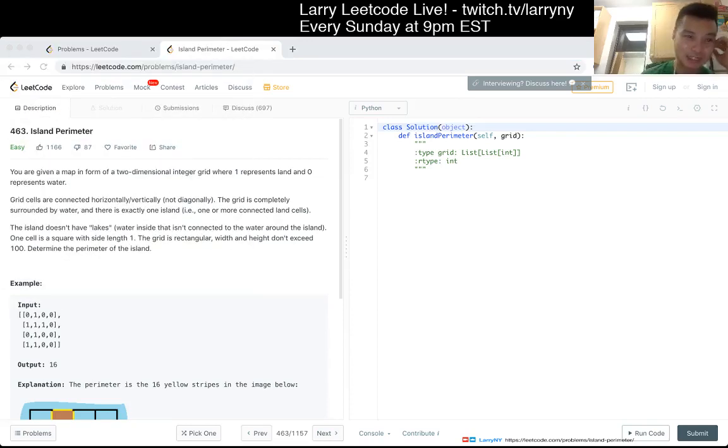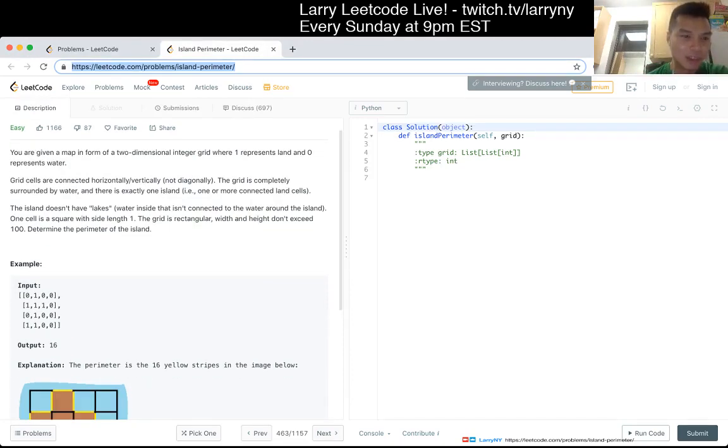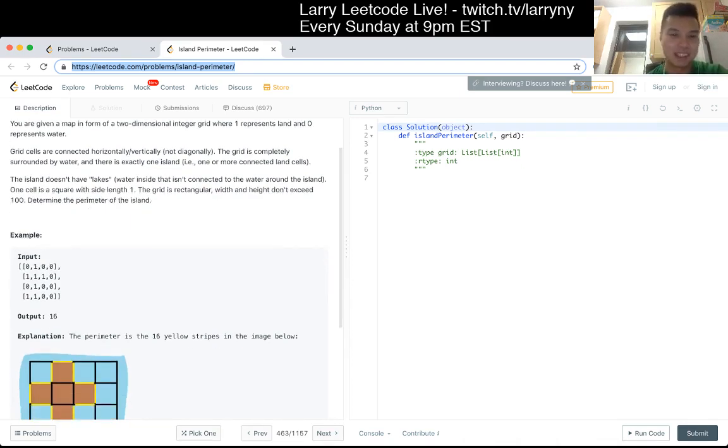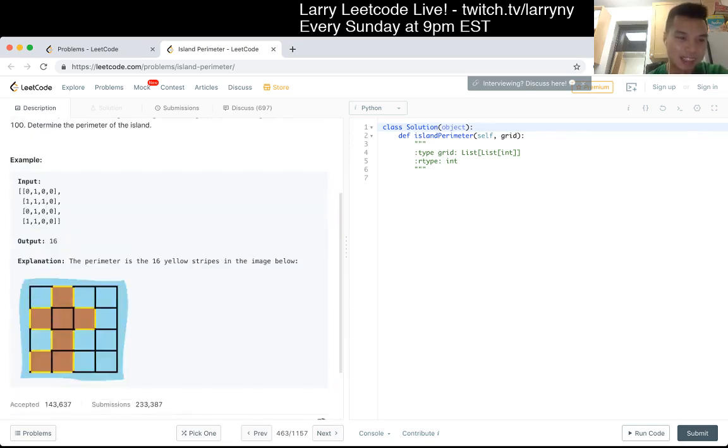Cool. 463, Island Perimeter. You're given a map in the form of a two-dimensional integer grid where 1 represents land and 0 represents water. Grid cells are connected horizontally or vertically, not diagonally. The grid is completely surrounded by water, and there is exactly one island, one or more connected land cells. The island doesn't have lakes, which is water inside that isn't connected to the water around the island. One cell is a square with a side length of 1. The grid is rectangular, and the width and height don't exceed 100. Determine the perimeter of the island.